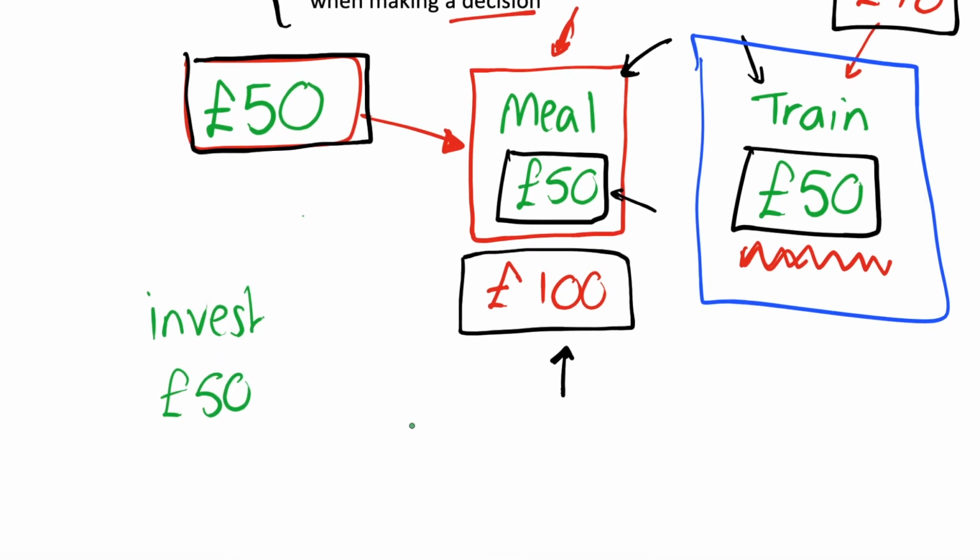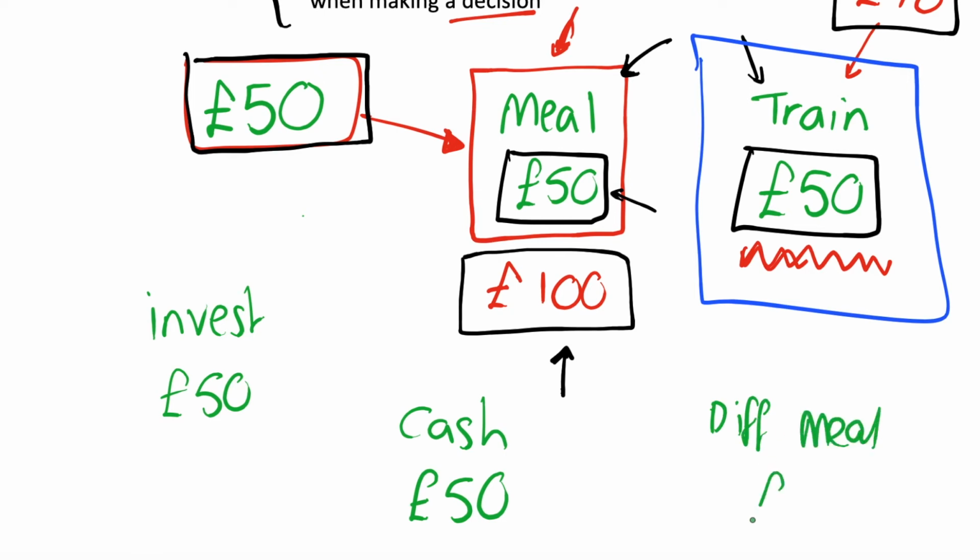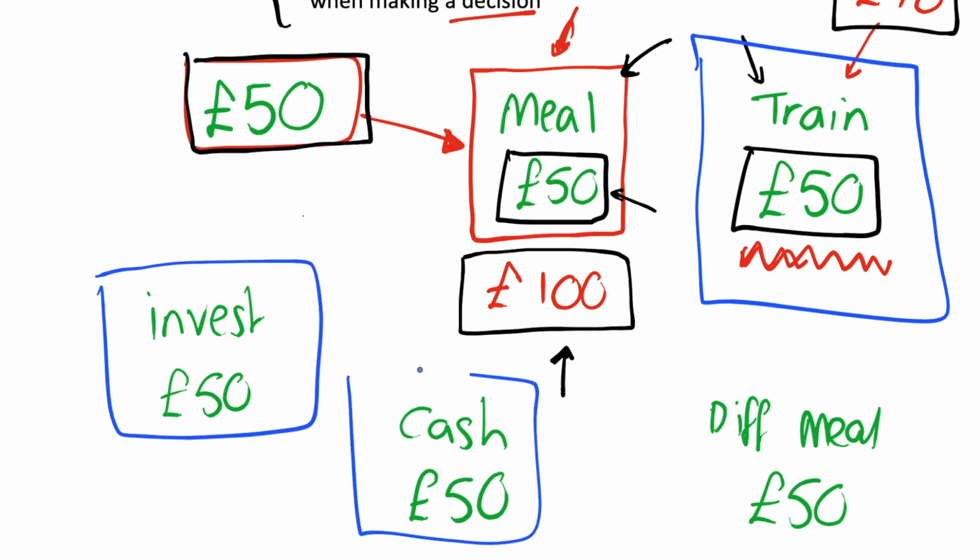We could have just kept £50 in cash, we could have just stuck that in our wallet for another day. We could have bought a different meal. Let's say instead of buying a Domino's, we could have spent 50 quid on a load of salad or something. And the point to note is that all of these things, let's assume, are worth a lot less to us than the train journey and the meal we did actually buy.